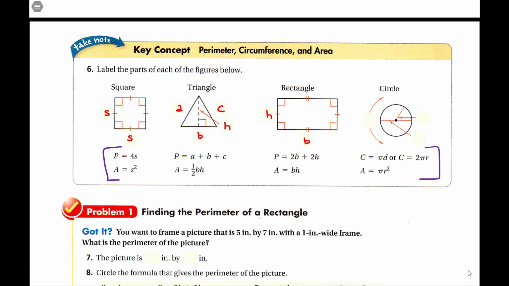Finally, we get to a circle, and the parts of the circle that we want to label. The circumference, that capital C, measures the distance all the way around the circle. The radius that we see with this shorter line here extends from the center of the circle out to its perimeter. And then finally we have the diameter, and a diameter is any line that passes through the center of the circle, extending to opposite sides. And we can find the circumference of a circle by pi times diameter, or 2 pi times the radius. The area is going to be pi times r squared.